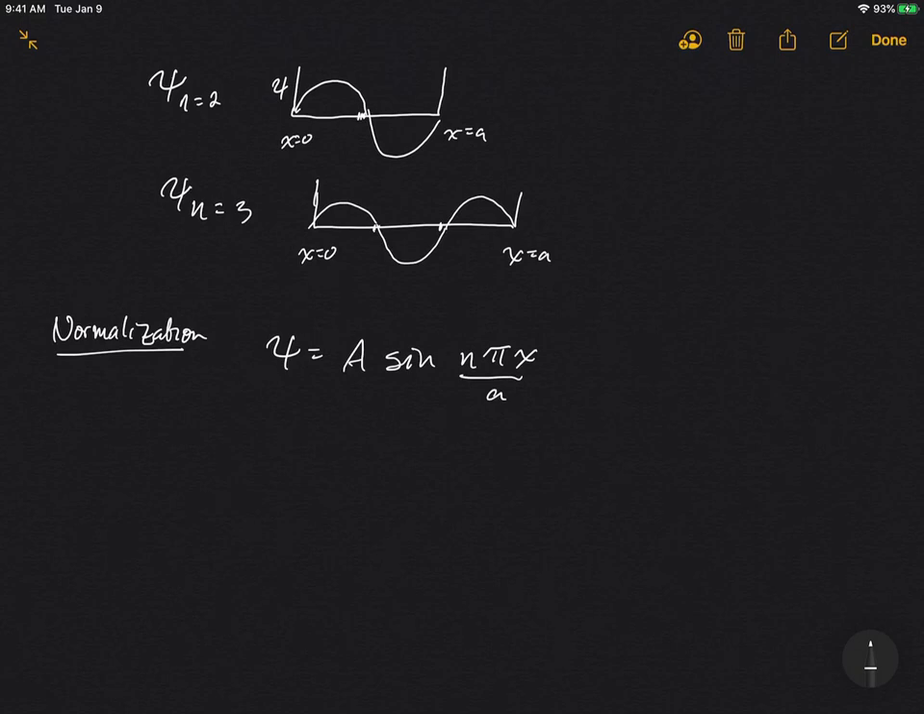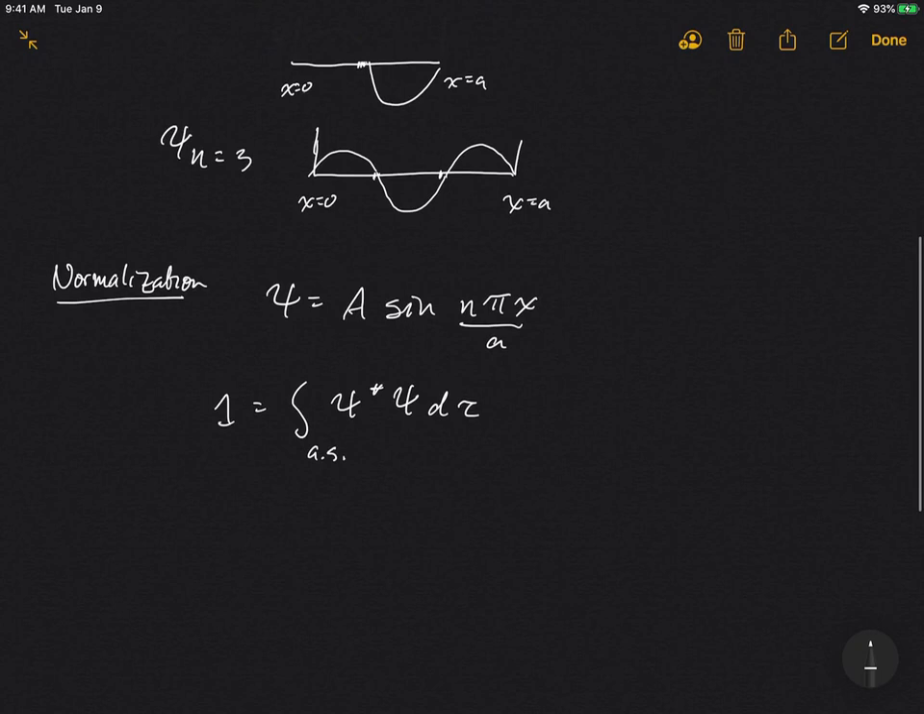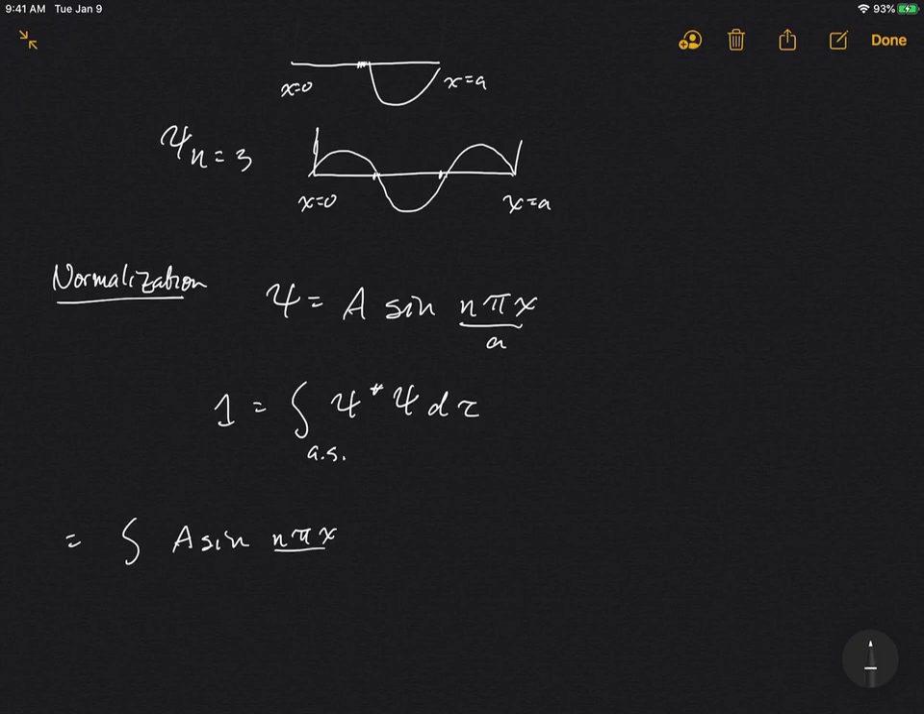You may recall that our normalization condition is that 1 is equal to the integral of psi star psi d tau over all space. So let's start off with that and come up with an expression. We're going to start with 1 equals, we'll plug in our value of our wave function. That's going to be A sine n pi x over a times A sine n pi x over a.